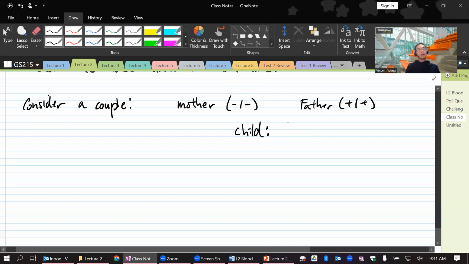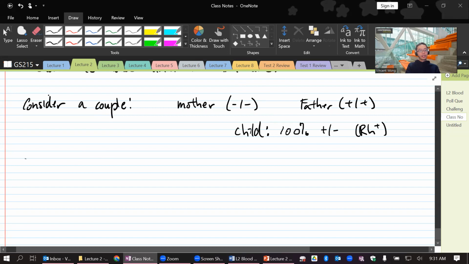Positive? And is it guaranteed, or is it 50%, 25%? What are we talking about here? Oh no, it's guaranteed because it doesn't matter. Yeah, exactly. The father is guaranteed to pass on a positive, which will override the mother's negative, right? So 100% guarantee the kid is going to be Rh positive. Okay.